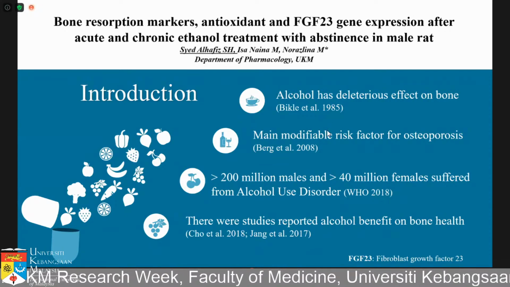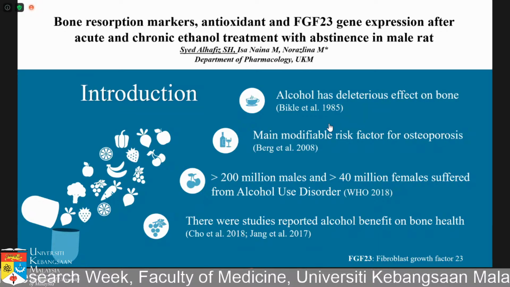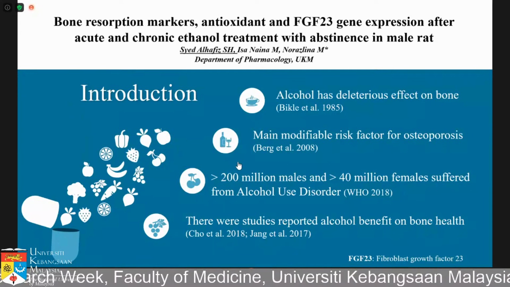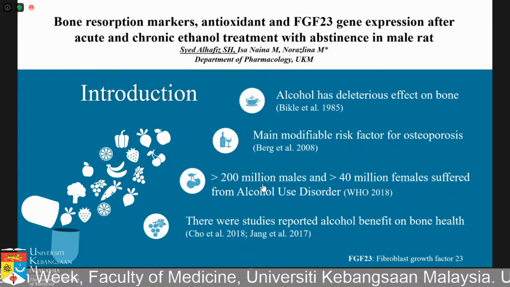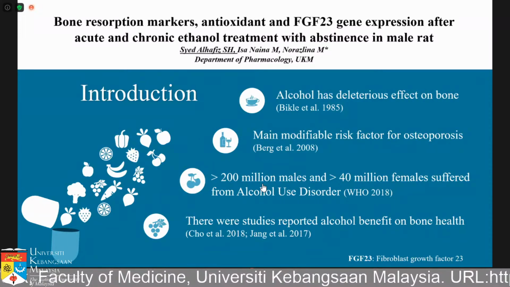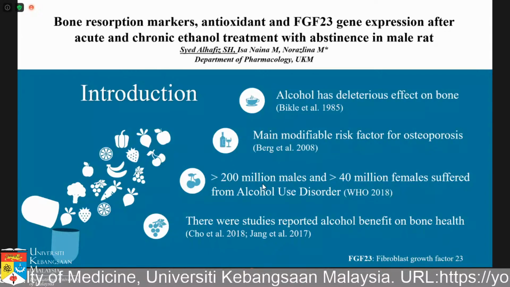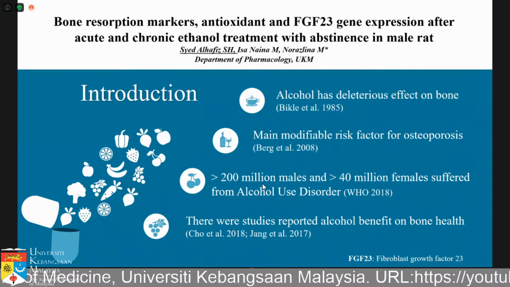Okay, by the way, may I know the novelty aspect of your study? I'm sure alcohol has been studied quite many times. Yes, exactly. Including in osteoporosis. So what's the novelty aspect of your research?